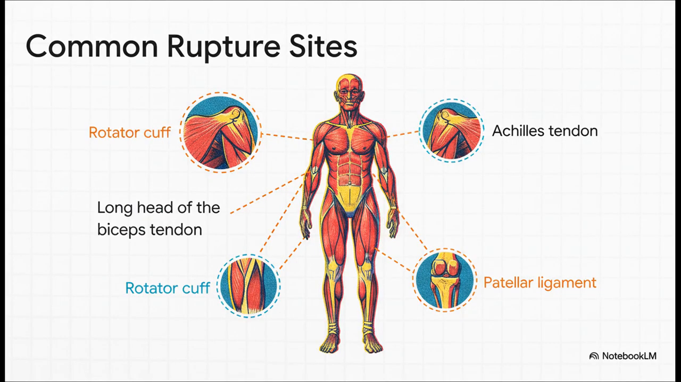So where should you be on the lookout for these ruptures? Well, these are the big ones, the high-yield locations you're most likely going to see in the clinic. Each one has its own classic story, its own mechanism of injury, and specific clinical tests, like the Thompson test for the Achilles, that you'll want to have ready to go in your diagnostic toolkit.